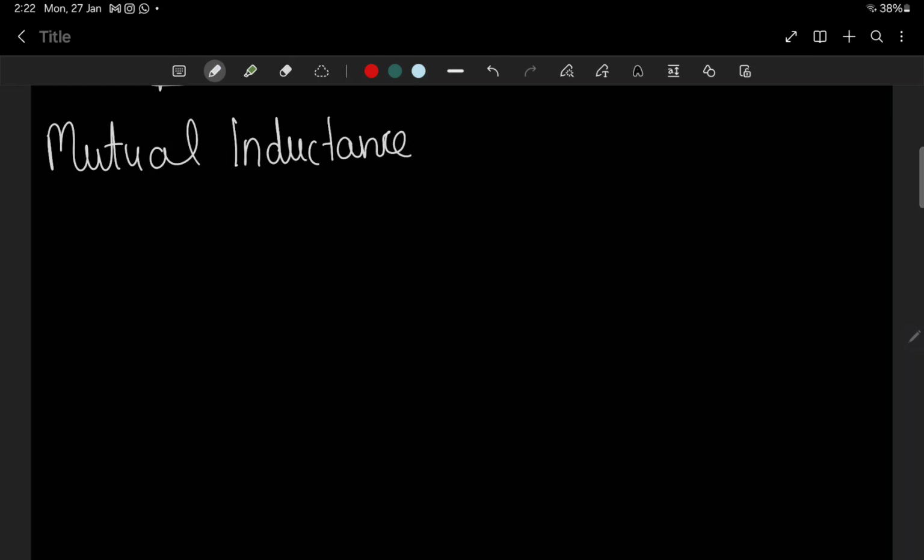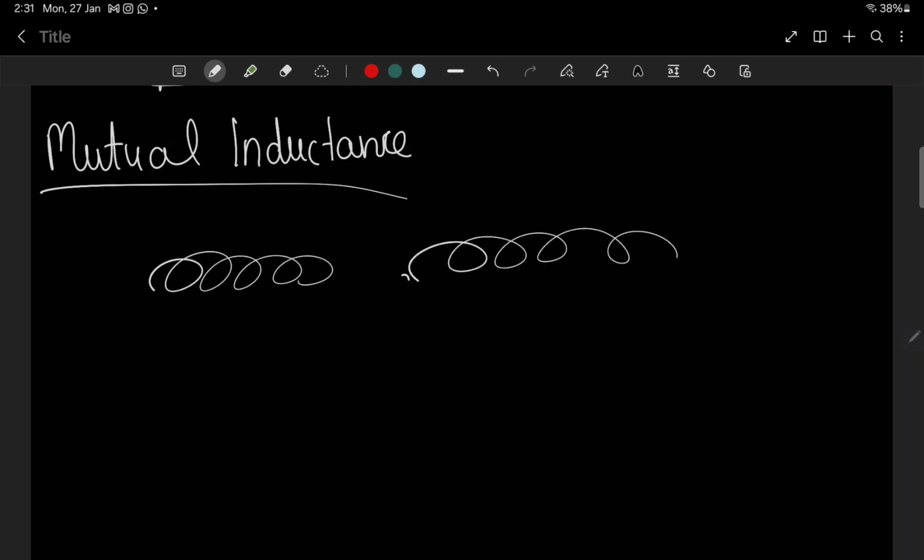Now mutual inductance. So next part is mutual inductance. Mutual inductance means if there is a wire like this, another wire near to it, connected to a galvanometer like this. This is having what?